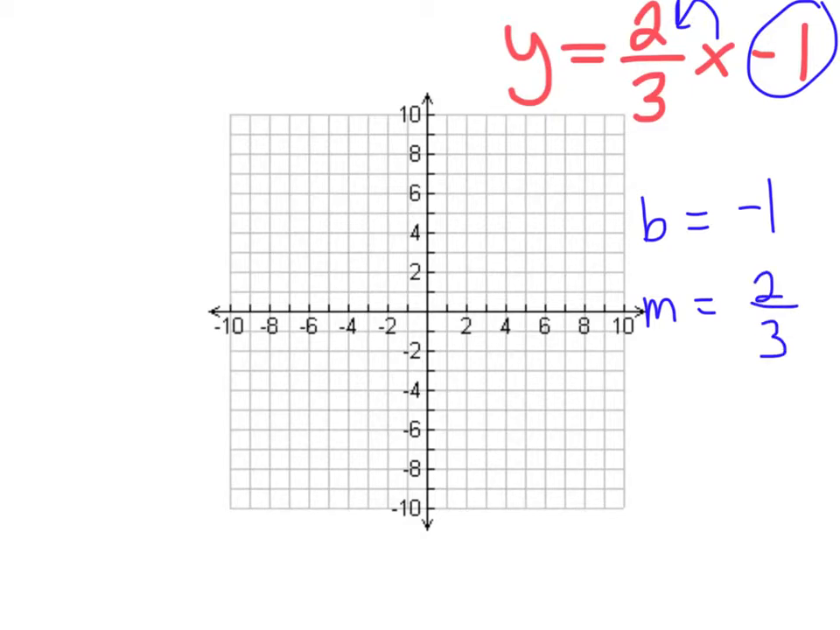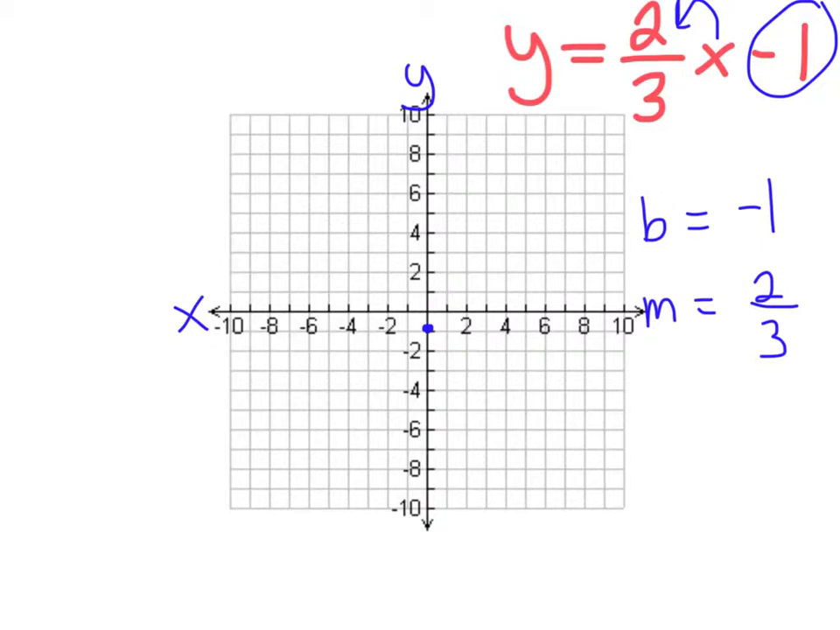So thinking back to the last slide, it told us step number one is to plot my b, and I'm going to plot it on my y-axis. So if here's my x and here's my y-axis, if my b is -1, I'm going to go down to -1 and make my point. And then step two said, from that point, we're going to graph my slope.